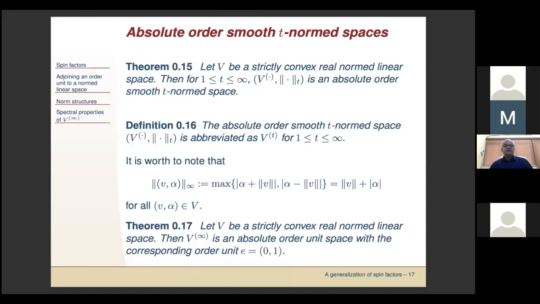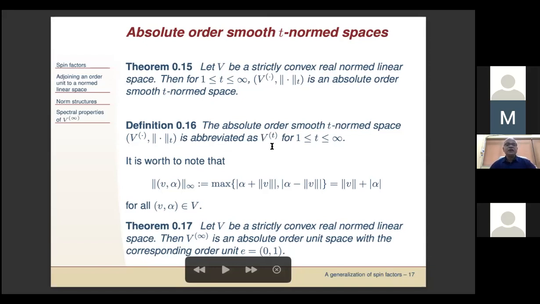Okay, so if I take this t-norm, what I do now is simply borrow this t from here and put it here, and then omit this t, as we do for L^p spaces. So we just put a t here. So V_t is the order smooth t-norm space, adjoining an ordinate to V and considering the t-norm.